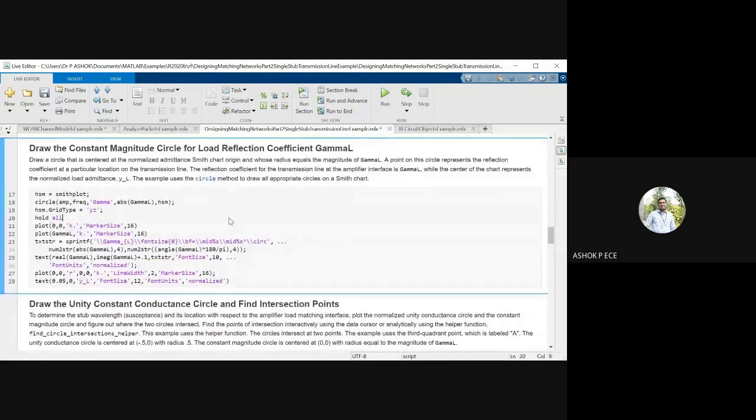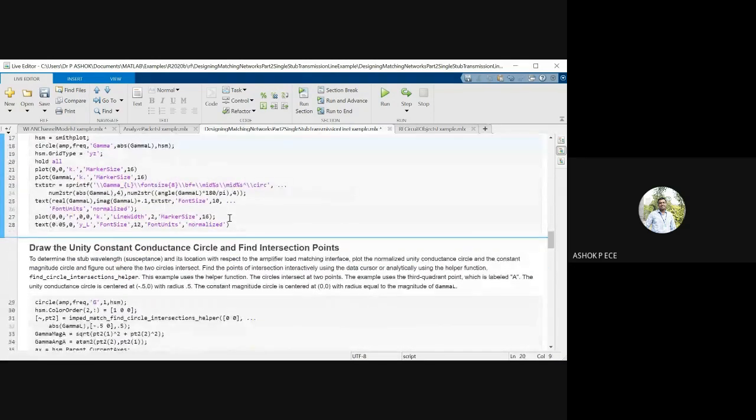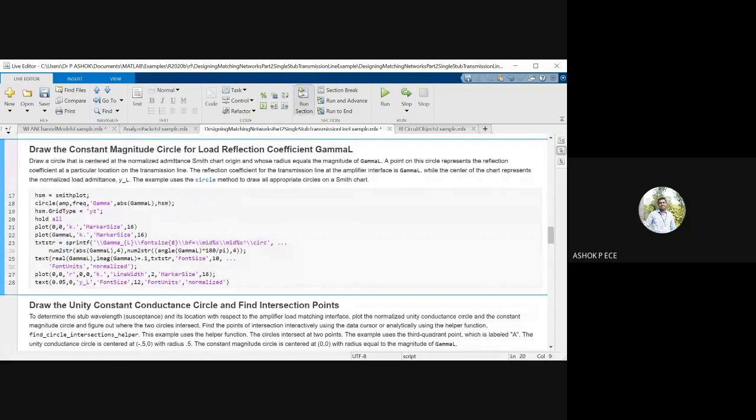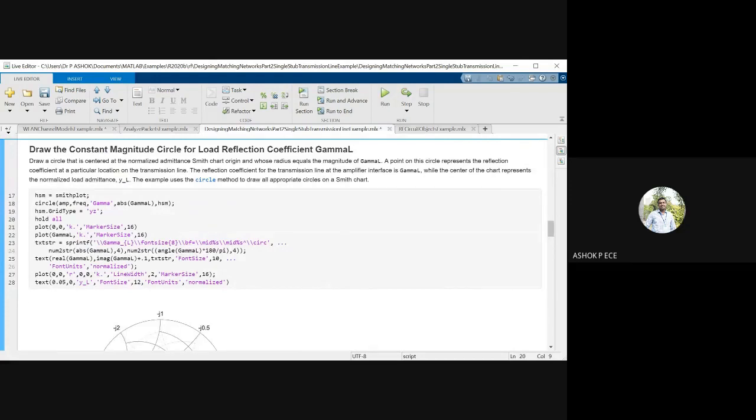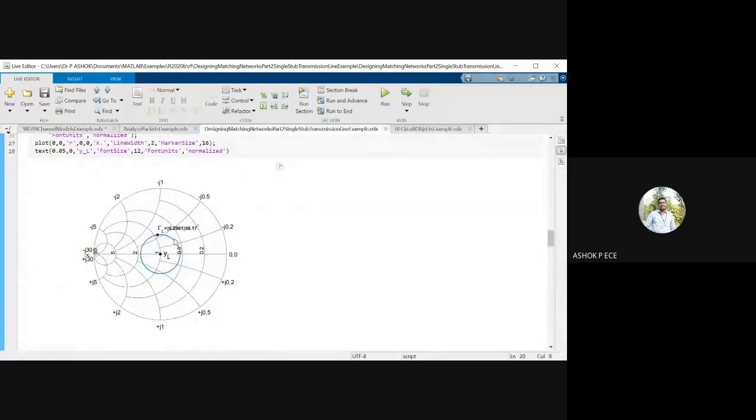Once that is done, I'm going to plot and I'm going to draw the matching circles. I am assuming that this matching is already covered in the basics of transmission lines. In transmission lines, you would be studying all these matchings. You are drawing a matching circle.